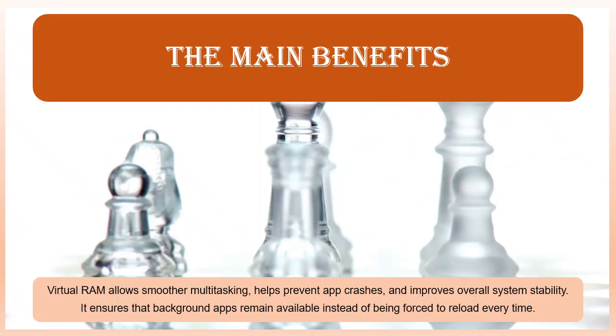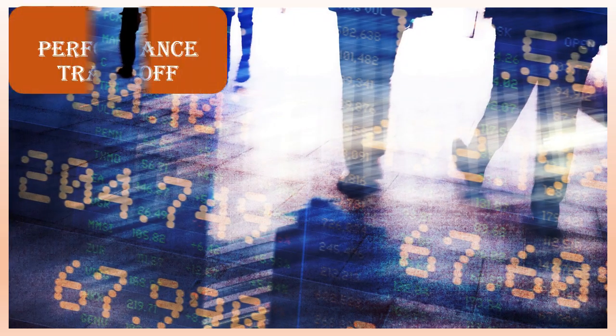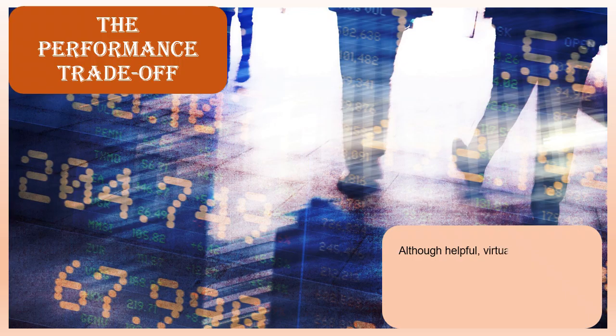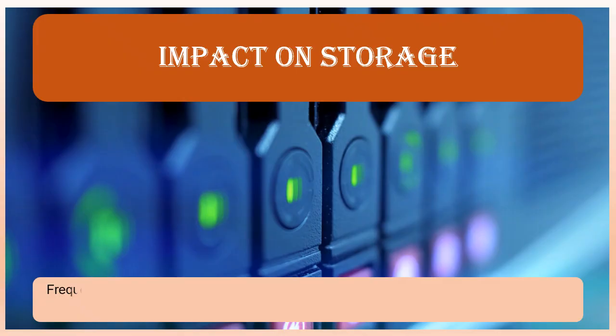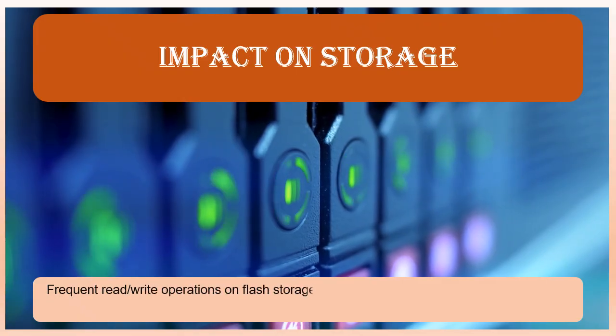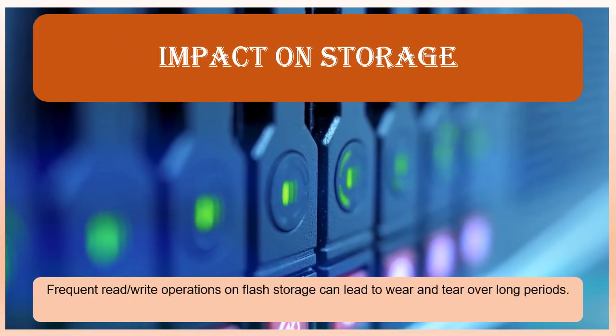The performance trade-off. Although helpful, virtual RAM is slower than real RAM because storage devices have much lower read-write speeds. As a result, switching between heavy apps may still feel slightly laggy. Impact on storage. Frequent read-write operations on flash storage can lead to wear and tear over long periods. However, modern devices use optimized algorithms to minimize this effect.